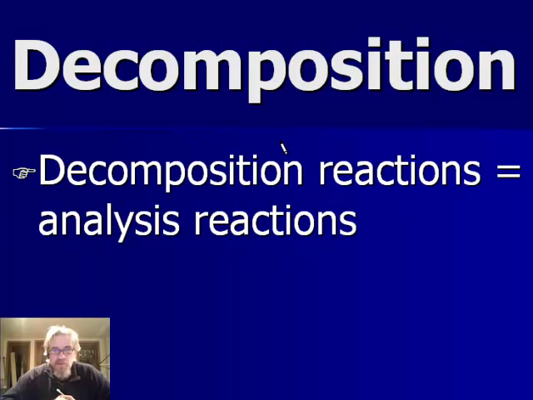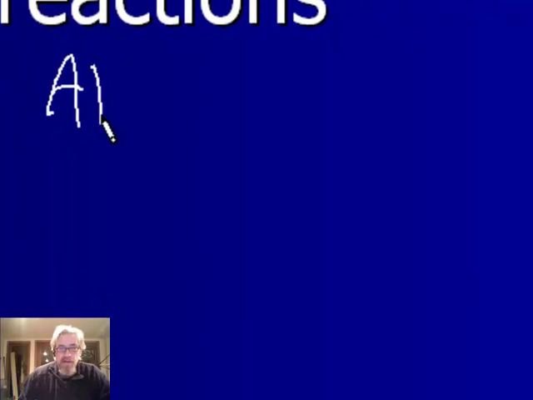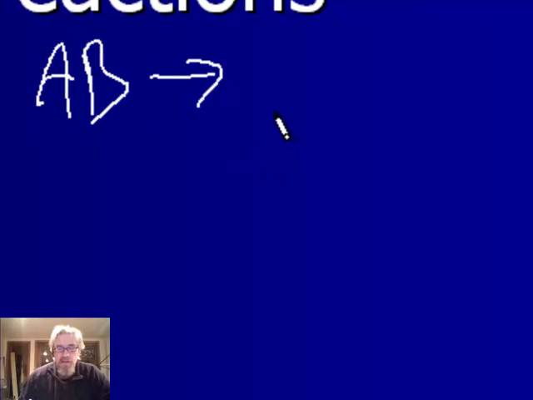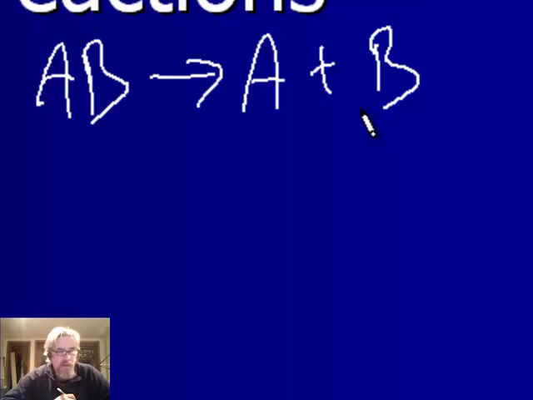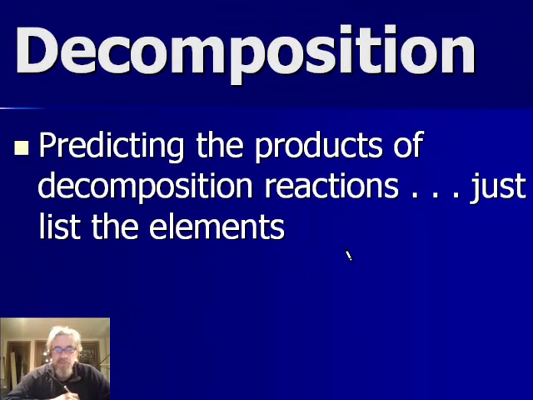Decomposition reactions, which are sometimes called analysis reactions, are almost the exact opposite of synthesis reactions. The generic equation looks exactly the opposite. I start out with one thing, AB, a compound, and I divide it up into more than one product. So these are easy to spot because they only have one reactant, but they're going to have multiple products. How do you predict the products?